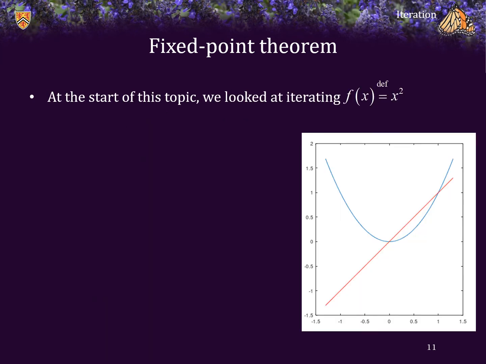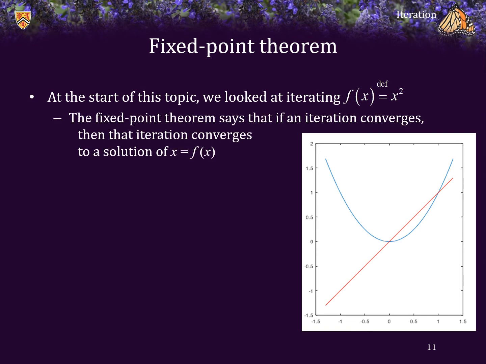Now, at the start of this topic, we looked at iterating the function f of x defined as x squared. Now the fixed point theorem says that if an iteration of this function converges, then it must converge to a solution of x equals f of x. There are two solutions, when x is equal to 1 and when x is equal to 0.